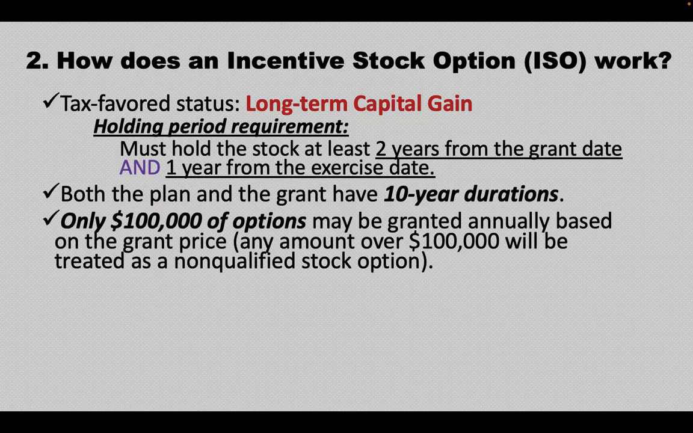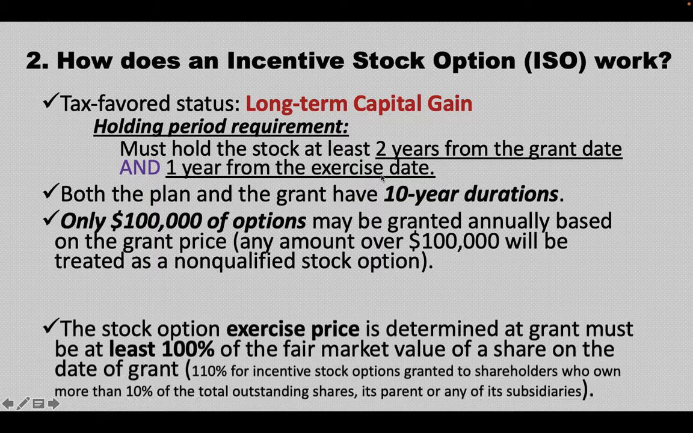So also you have to understand only $100,000 of the options may be granted annually based on the grant price. Any amount over $100,000 will be treated as a non-qualified stock option. So basically it tells you the maximum you can receive is $100,000. So anything above that is not qualified for this long-term capital gain rate.